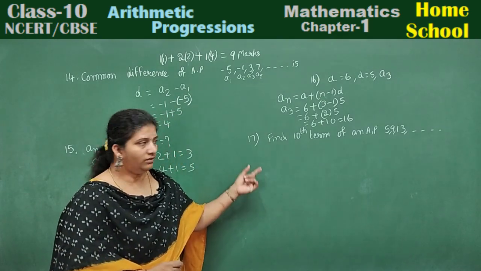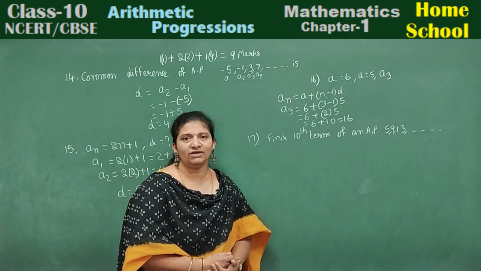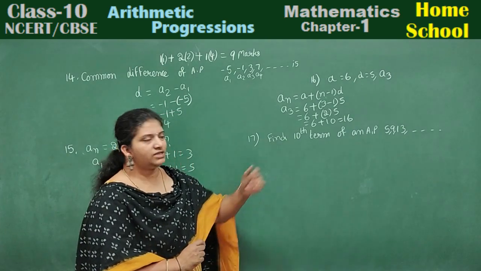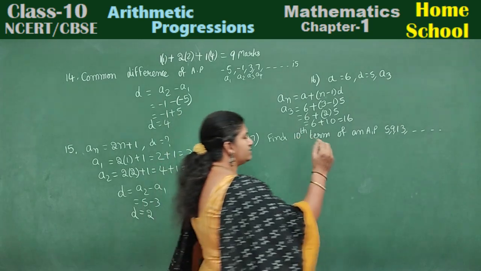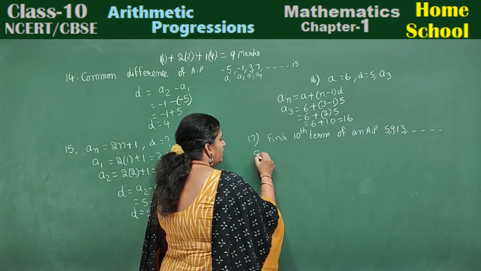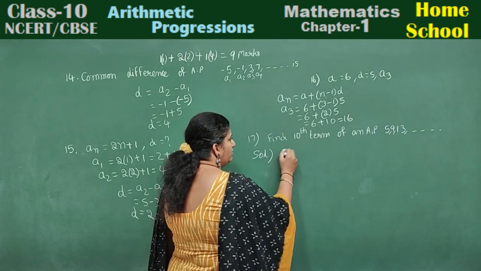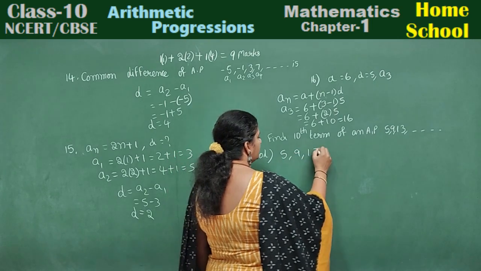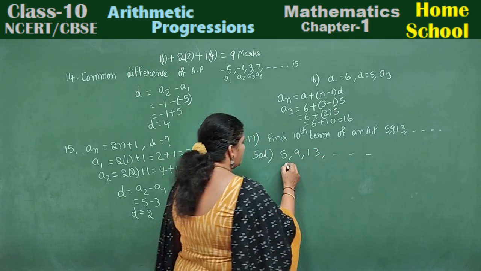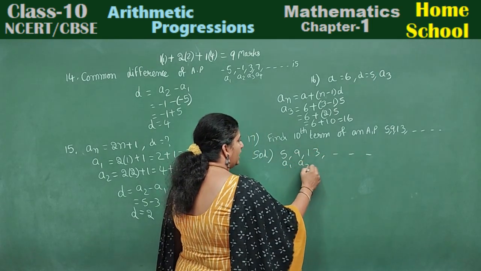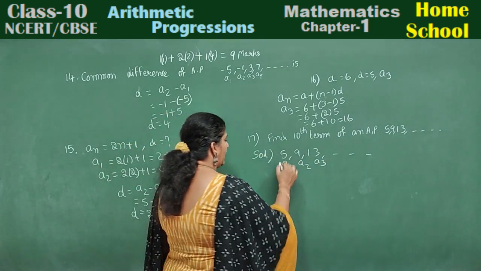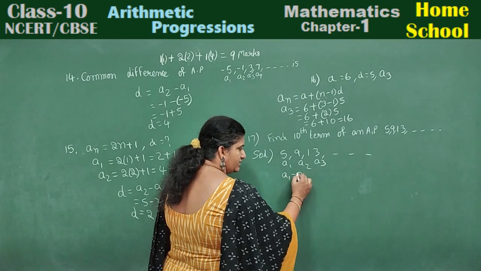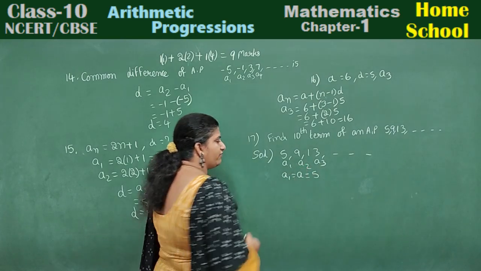Another question: find the 10th term of the given arithmetic progression. See the progression, 5, 9, 13, and so on. Let us rewrite the progression, 5, 9, 13, and so on, and mark these as A1, A2, A3. Find A, the first term. A1 is nothing but A, that is equal to 5.